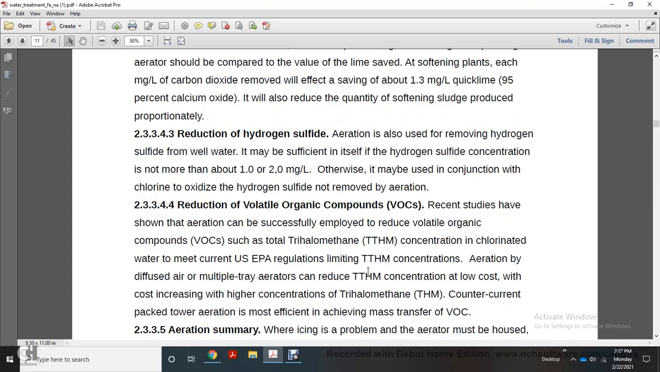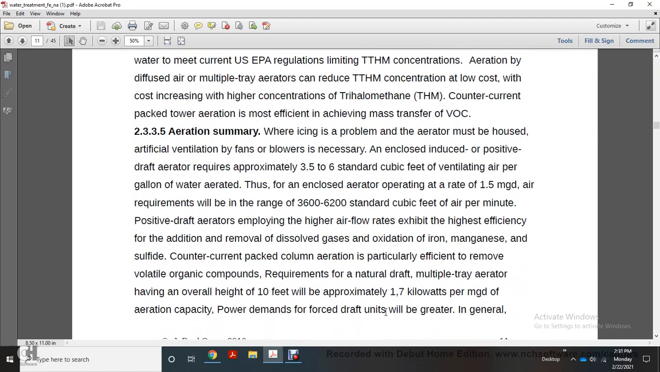Reduction of volatile organic compounds. Recent studies show that aeration can be successfully employed to reduce volatile organic compounds, including total trihalomethane concentration in chlorinated water, to meet the USEPA regulations for trihalomethane concentration. Diffused aeration or multiple tray aerators can reduce total trihalomethane concentration at a low cost, with the cost increasing with higher concentration. Countercurrent packed tower aeration is most efficient for achieving mass transfer of volatile organic compounds.